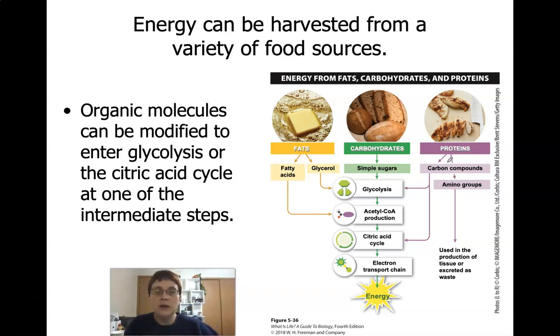And if we look at the places that they go in, we kind of start to see why. So the carbon compounds that come out of proteins, some of them are going to go into glycolysis. Some of them will go straight into the citric acid cycle. So we are going to get parts of cellular respiration breaking energy out of these. But this right here is the problem. The amino groups, which is actually a big section of the protein, are going to be used in the production of tissue or excreted as waste.